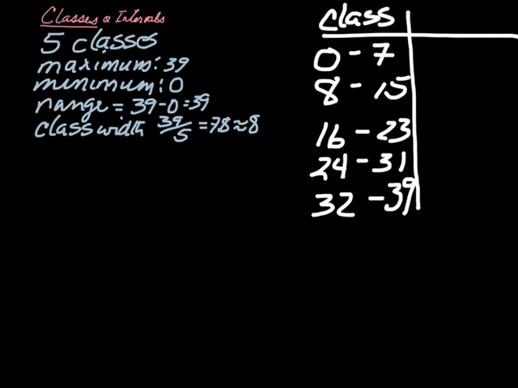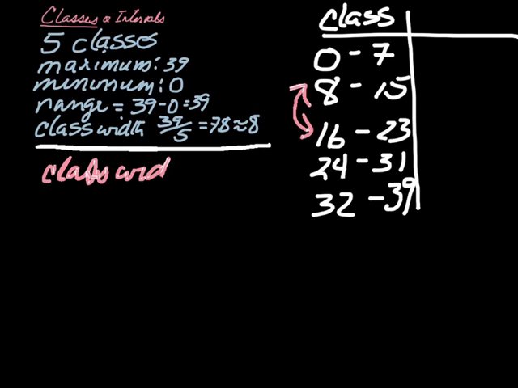Now if I was given this table first before I was given the data, I could have still found the class width in another way. I would have taken 2 consecutive numbers at the start of the intervals, and then the class width would have been equal to 16 minus 8, or 8. Notice how these are the same number. So there are 2 different ways to get it depending upon where you start.